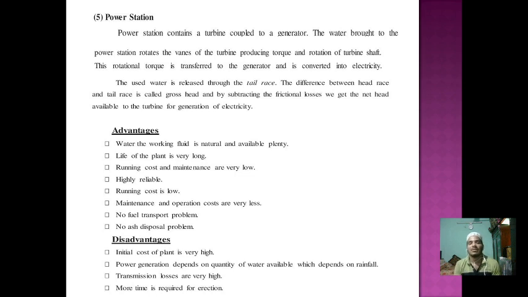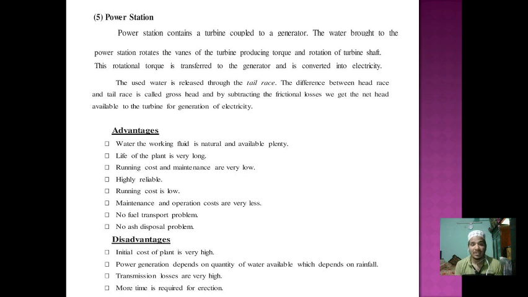Natural water. With the help of natural water, we can easily... here we are using the working fuel as natural water. That's why the main advantage is this. And the second one is plant life is very long compared to others.